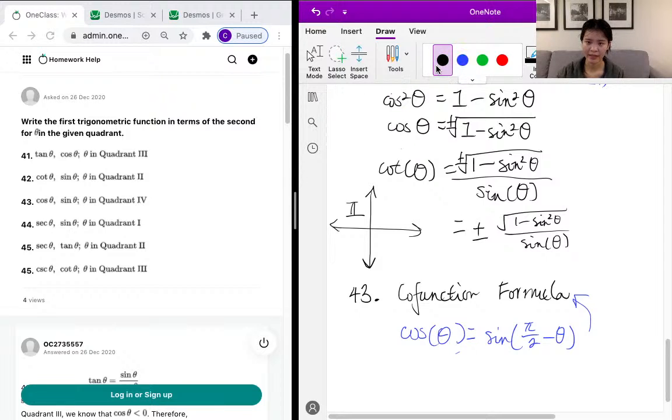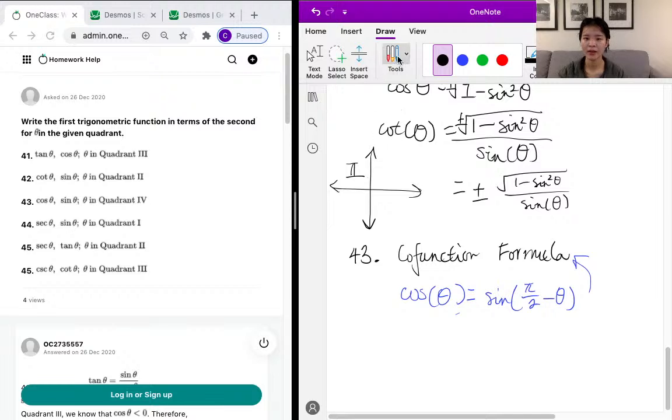In this case, it says that theta is in quadrant 4, but this is one of the cofunction identities, or I'll just call it a formula, it's fine. So you don't need to consider which quadrant the angle is in, because this works for any value of theta, because it is one of the formulas. Okay, so here's our 43rd problem.